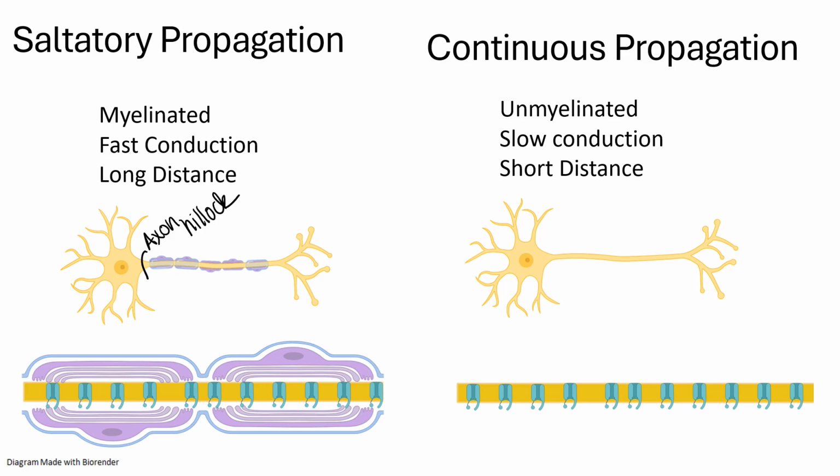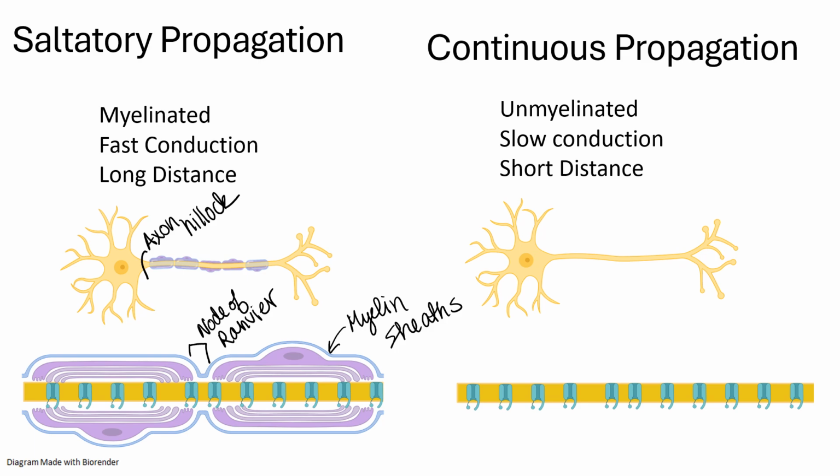Saltatory is a word that comes from the Latin root saltere, which means to jump. The myelin sheaths that cover axons, like these little purple pillows here, smother the ion channels on the axon, leaving exposed just little tiny pieces of the axon and very few ion channels in what we call here a node of Ranvier. So in the node of Ranvier, the axon channels are exposed.